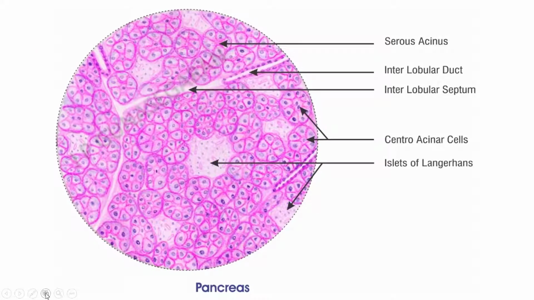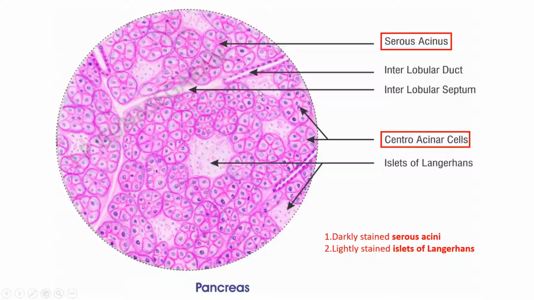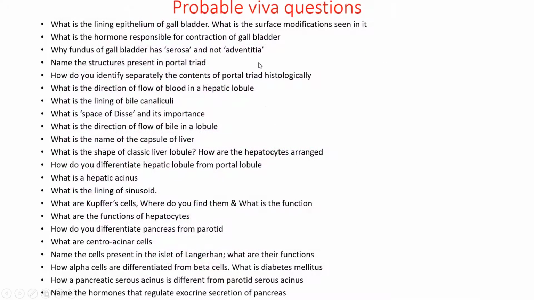This is an H&E drawing of pancreas. Pancreas can be identified by the presence of darkly stained serous acini, lightly stained islets of Langerhans, and presence of centroacinar cells. These are the probable viva questions often asked during discussion of the slides.